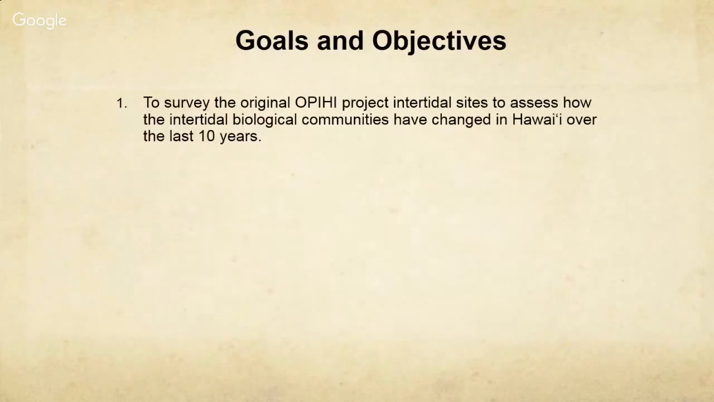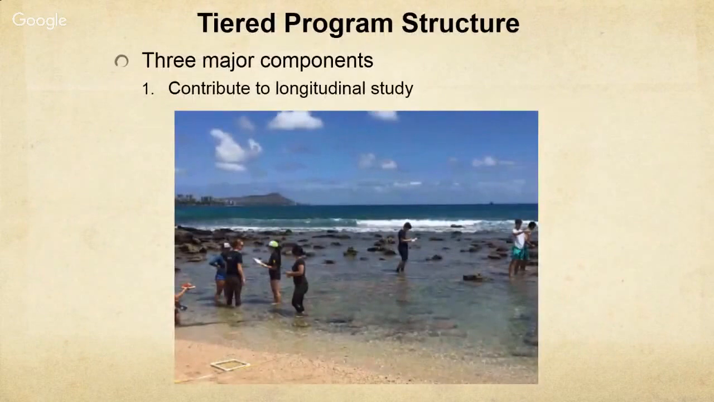Okay, so we have 3 main goals for the internship. The first is to survey the original OPIHI project intertidal sites to assess how the intertidal biological communities have changed in Hawaii over the last 10 years. And we address these goals using 3 major components.